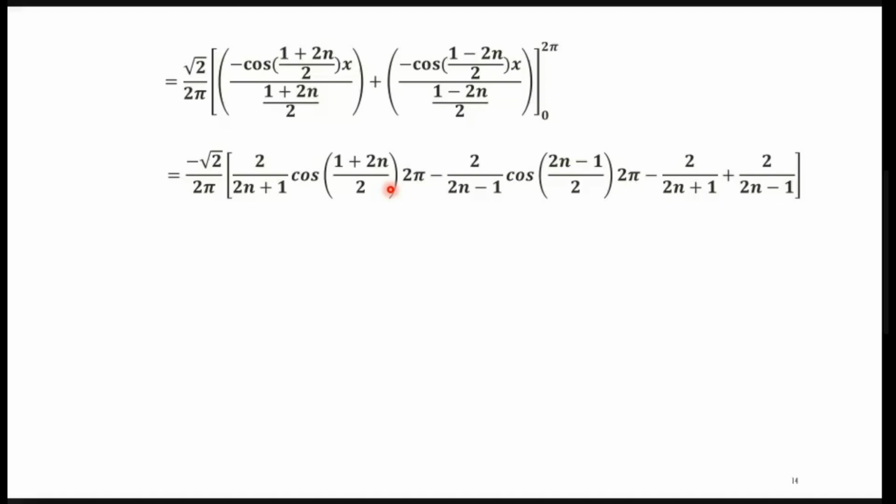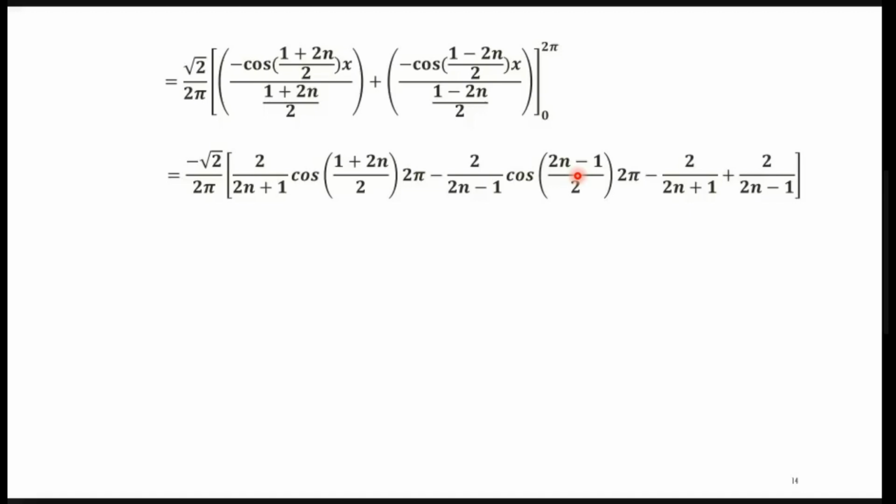Odd रहेगा, क्योंकि अगर n को 1 पुट किया तो 2 plus 1 3, n को 2 पुट किया तो 4 plus 1 5. It is always going to be an odd multiple of pi. An odd multiple of pi is always equal to minus 1. What about 2n minus 1? 2n minus 1 even होगा कि odd होगा फिर से? It is again going to be an odd.